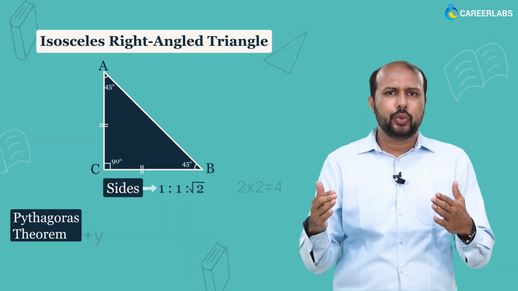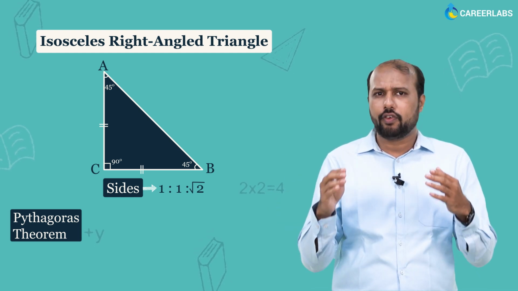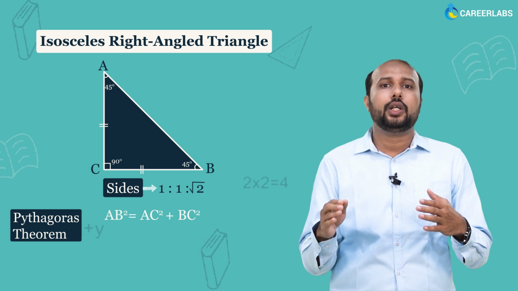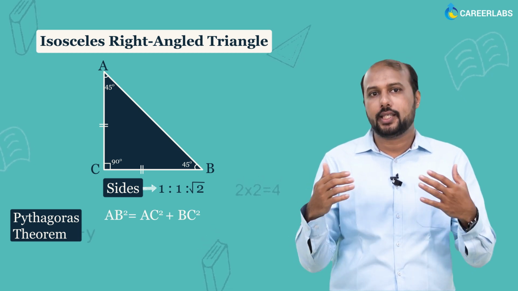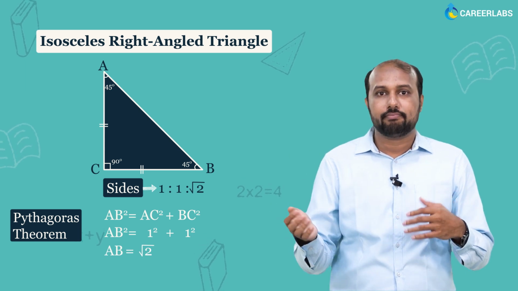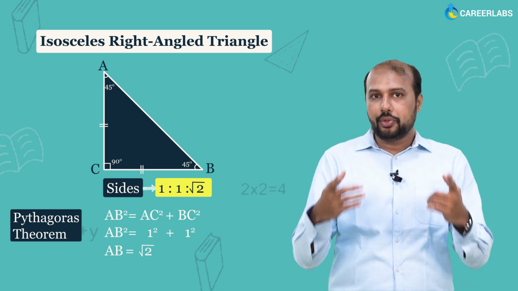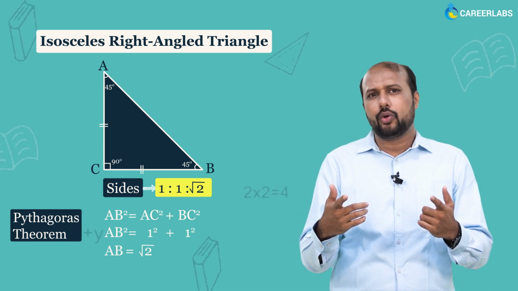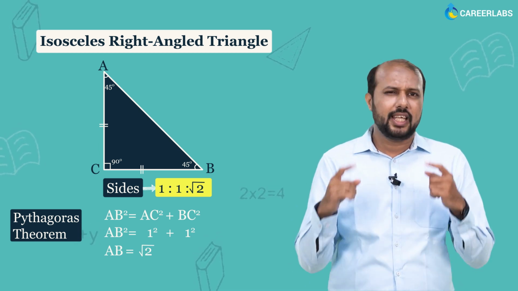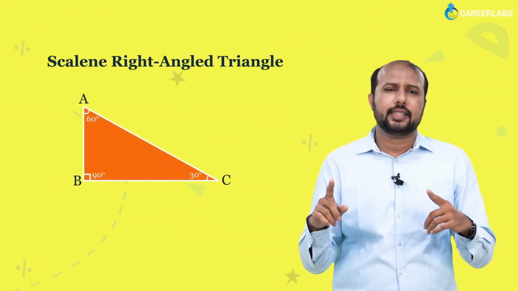If we assume the two equal sides to be 1 unit each, then the hypotenuse is measured using the formula AB squared is equal to AC squared plus BC squared. Therefore, AB is nothing but the square root of 2. That's how we arrive at the ratio 1:1:√2. Now that you know this ratio, you may simply substitute the known lengths to find the unknown length. Easy, right?